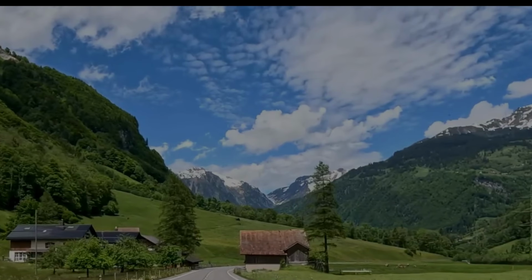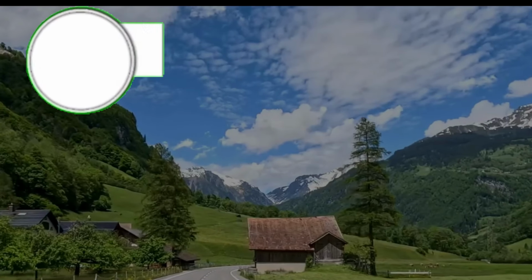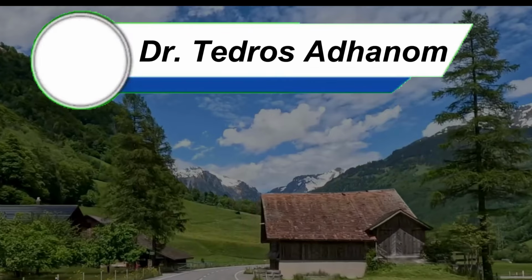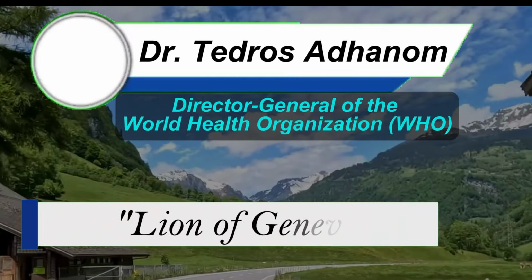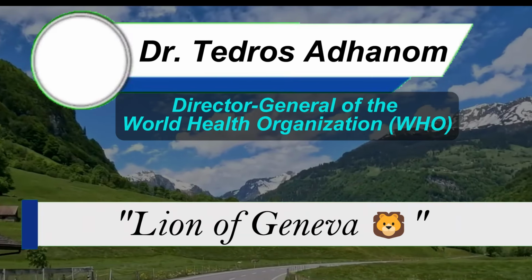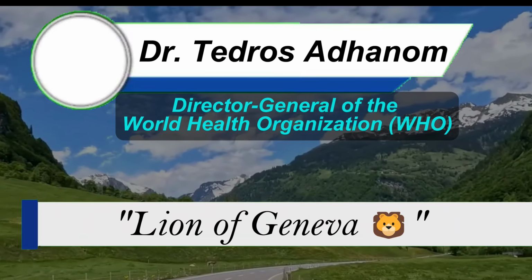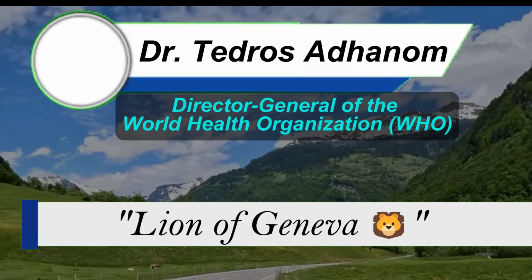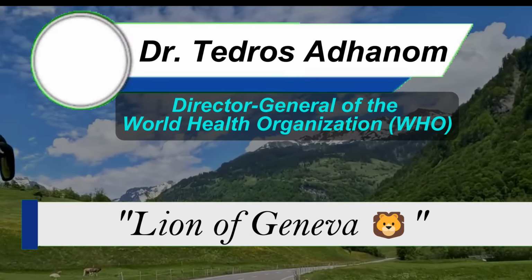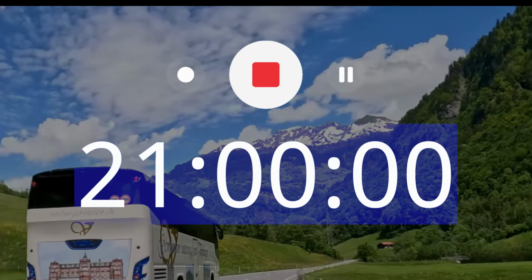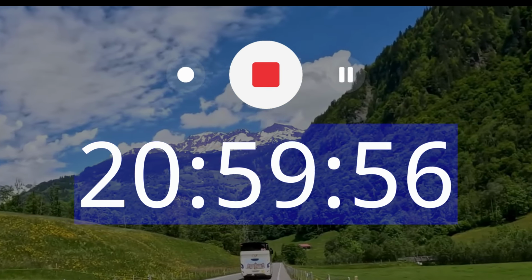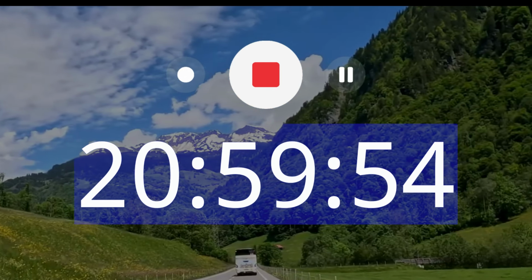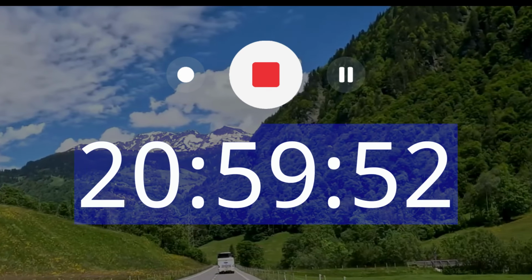In this video, we take a deep dive into the speeches of Dr. Tedros Adhanom, the Director General of the World Health Organization. He is often referred to as the Lion of Geneva due to his African heritage and outstanding leadership of the WHO, headquartered in Geneva. Dr. Tedros is a master communicator. We meticulously analyzed over 21 hours of his speeches to extract powerful language lessons that will elevate your English proficiency.